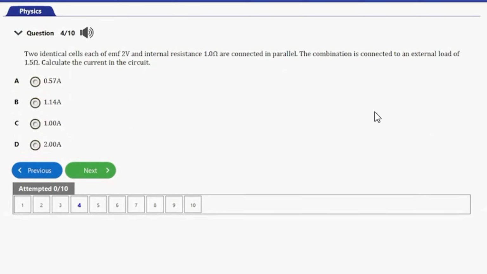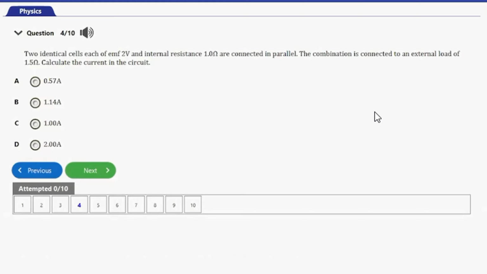So guys, that's question number 4 here, and the question says two identical cells, each of EMF 2 volts and internal resistance 1.0 ohm, are connected in parallel. The combination is connected to an external load of 1.5 ohms. Calculate the current in the circuit.